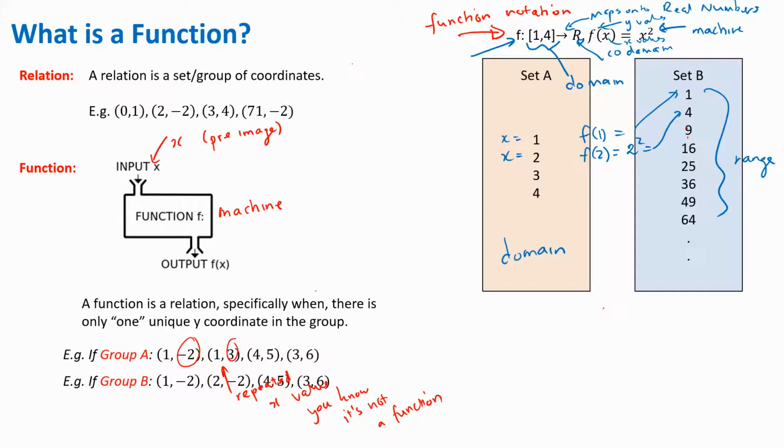But what you should notice is because my domain is only from 1 to 4, my actual range is only from 1 to 16. So what about 25, 36, 49, 64? Technically, this machine can do that, but it's just the numbers that I've selected. I've only selected from 1 to 4.